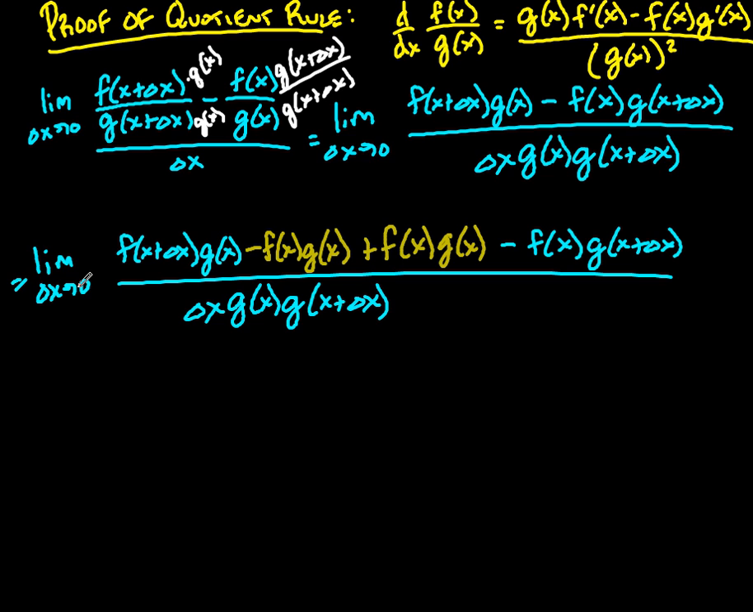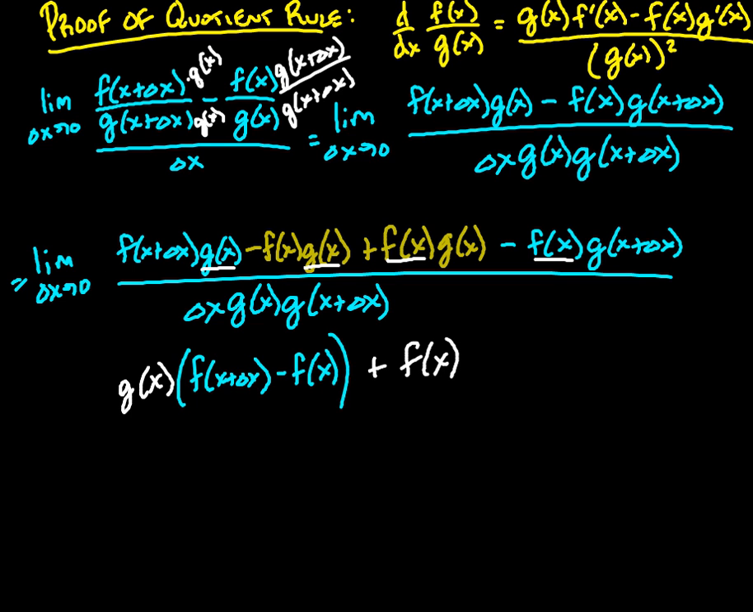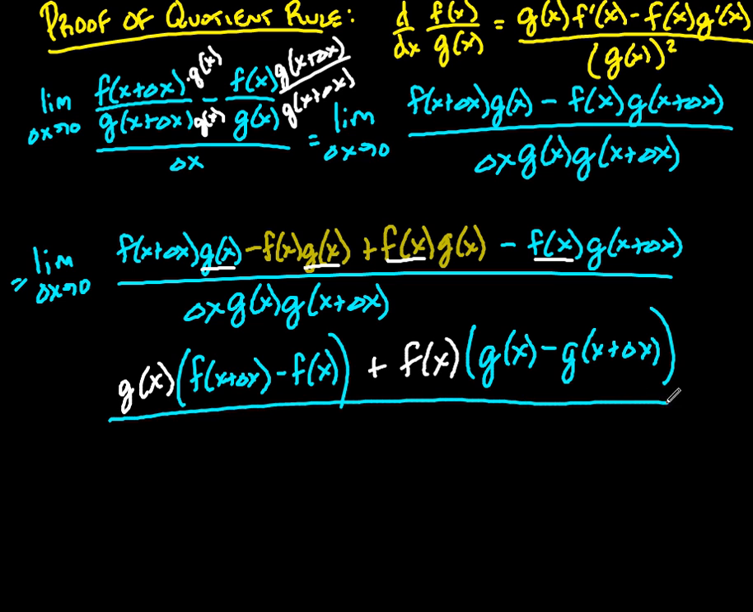I'm going to factor out things from the first two guys and factor out things from the last two guys. Well, on the first two, what they have in common is a g of x. So I'm going to pull out g of x, and what's left behind is going to be f of x plus delta x minus f of x. Now, I pull out from the second set, I'm going to pull out the f of x, because that's what they have in common. And what I have left behind is going to be g of x minus g of x plus delta x. And again, it's all still over this big denominator, delta x, g of x plus delta x.